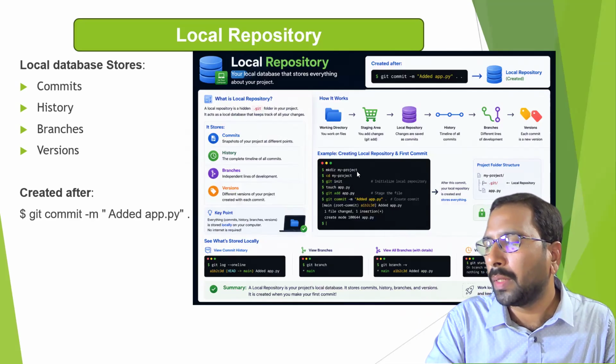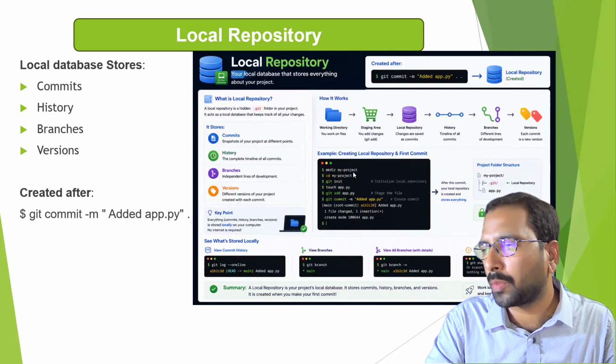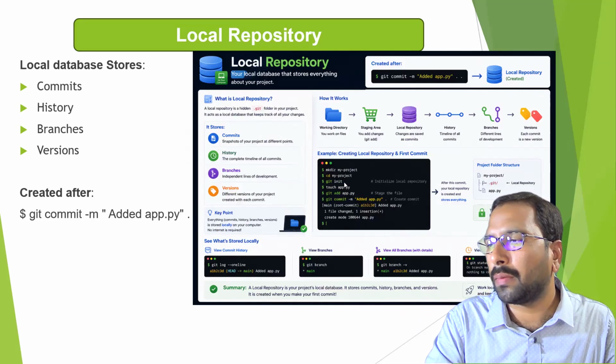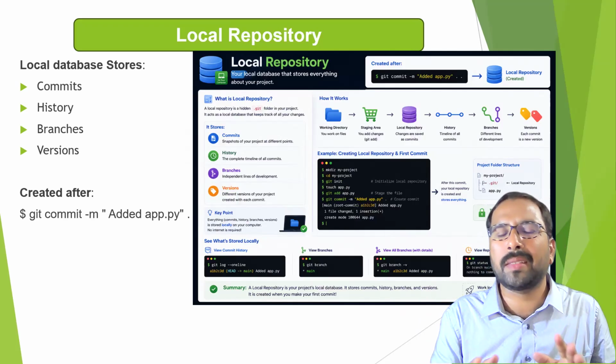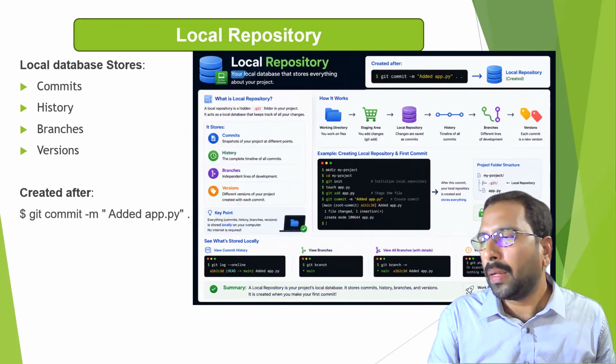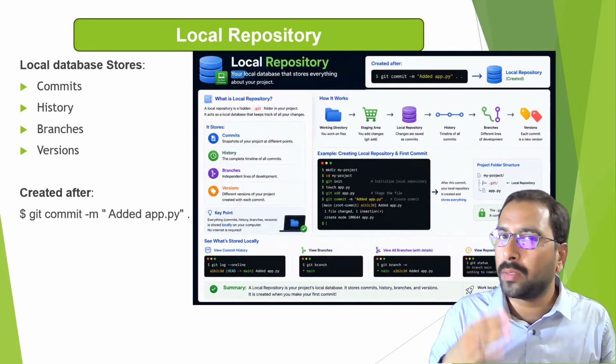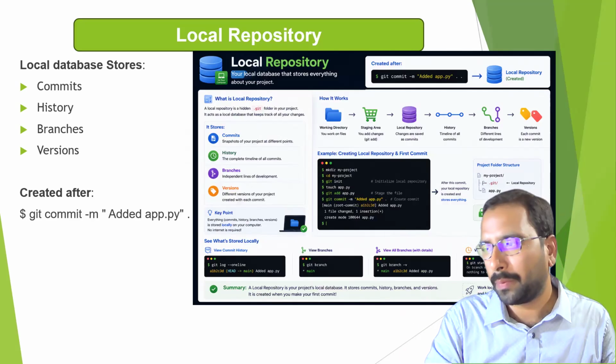Just assume I created my project. This is the project name, just a folder. Inside the project, we executed the git init command. With that, it will initialize the Git local repository, and the related complete information is going to be stored in the .git folder.